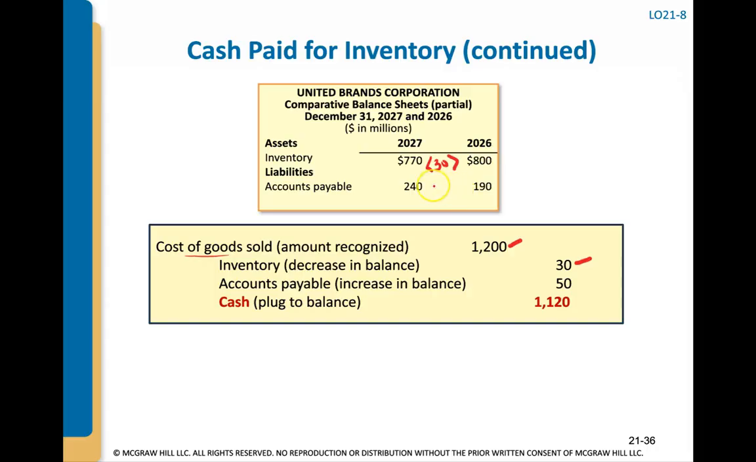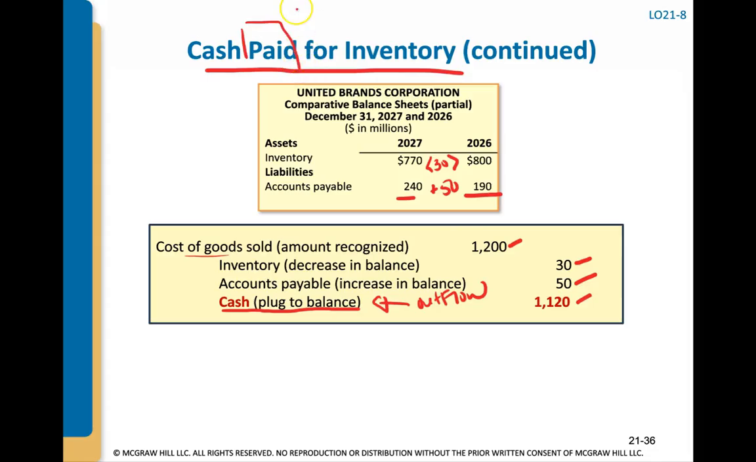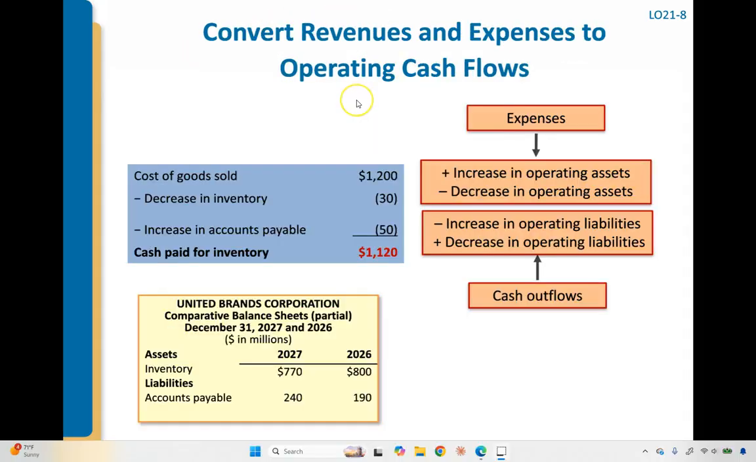Our accounts payable increased by 50, right? It went from 190 to 240. Increase in liability is a credit. And then our plug to make this journal entry balance is to cash. So it's a credit to cash for $1,120. And credit to cash means an outflow, which makes sense because we are calculating the cash paid for inventory. So we had an outflow for inventory.